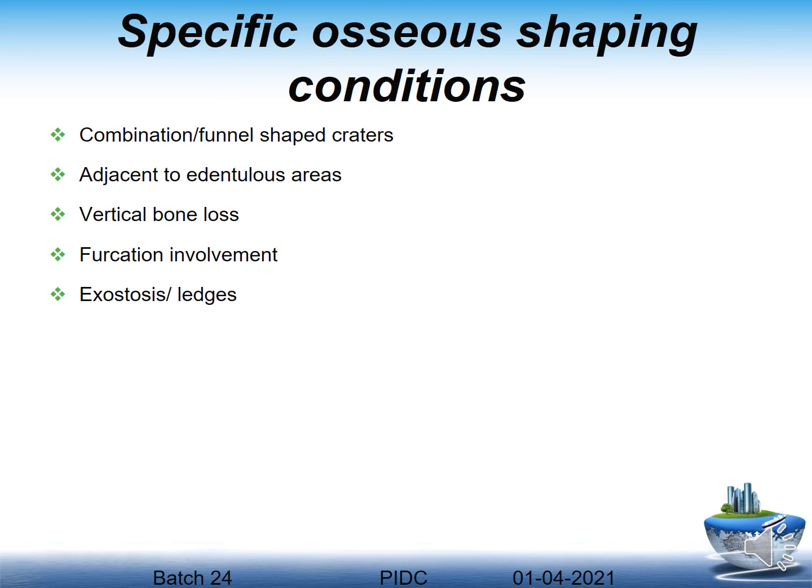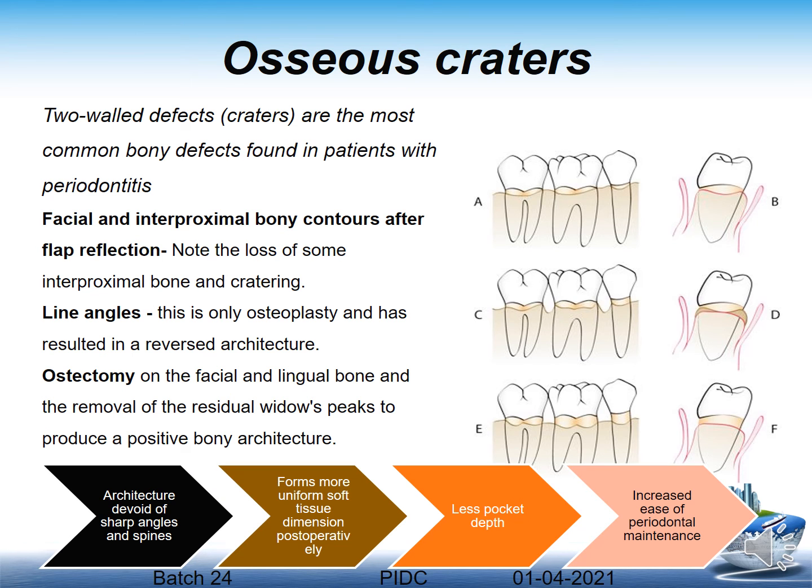Specific reshaping conditions, for example, you can do reshaping in funnel-shaped craters adjacent to edentulous areas, vertical bone loss, furcation involvement, exostosis, or ledge areas. So what are osseous craters? Osseous craters are the two-wall defects. These are the most common bony defects found in patients with periodontitis.